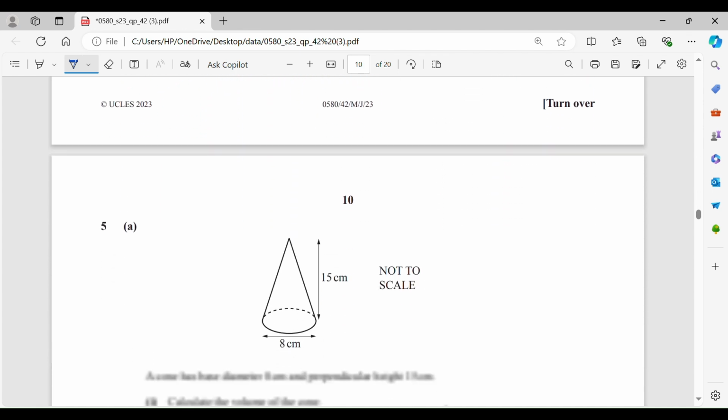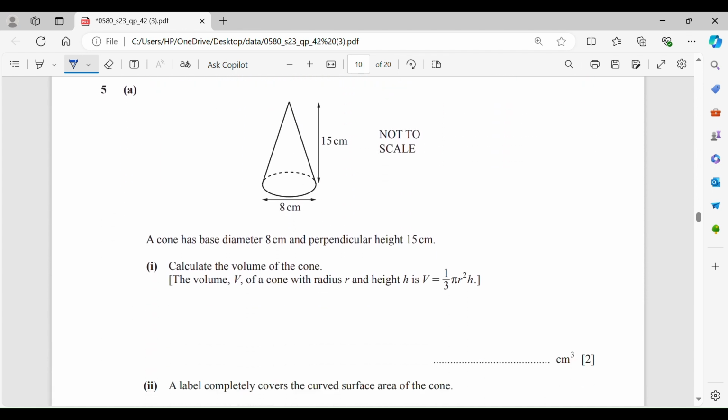Question number 5. A cone has a base diameter of 8 centimeter and the perpendicular height is 15 centimeter. Calculate the volume of the cone. So the volume of the cone formula is already given. We just need to substitute all the values. So V will be equal to 1 by 3 into pi into radius squared. Radius will be 4 square into height 15.